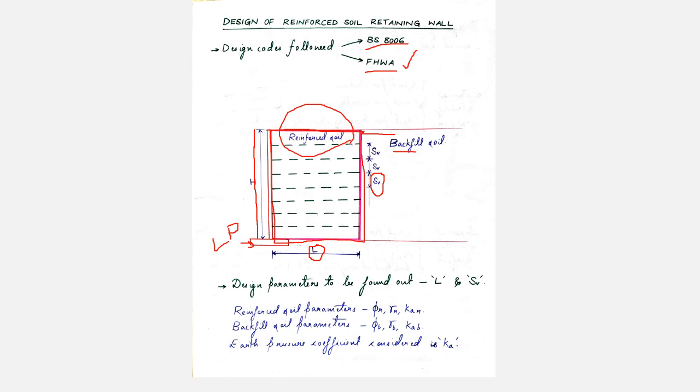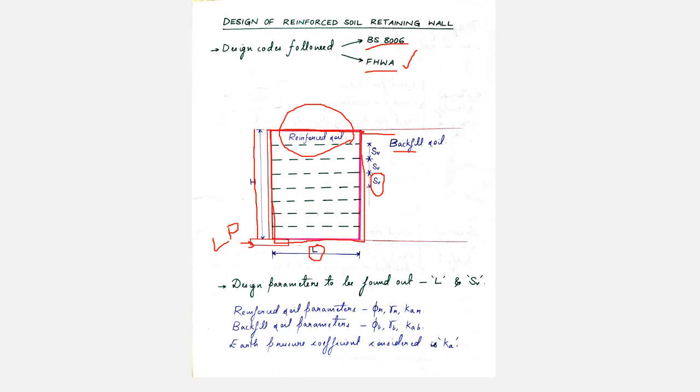Okay. So these two are the important design parameters which we have to find out through the external stability analysis and internal stability analysis. Now, if the soil used in the reinforced soil block as well as in the backfill are two different types of soils, then it will be good if we can separately mention the parameters used.